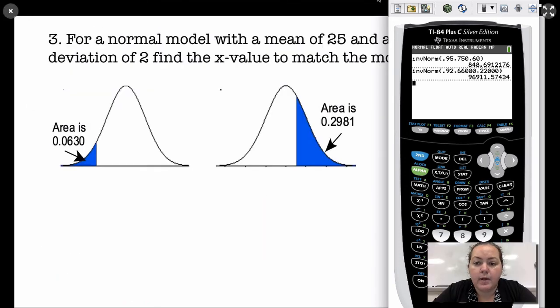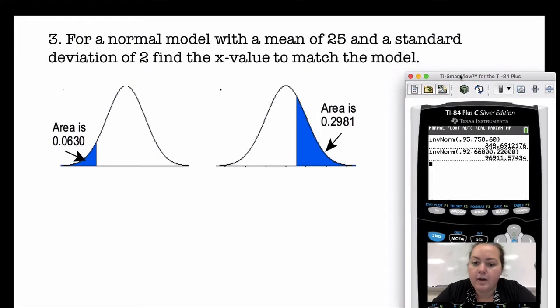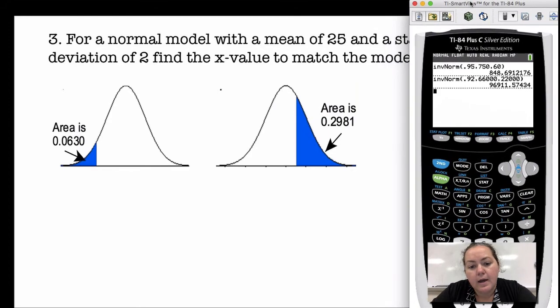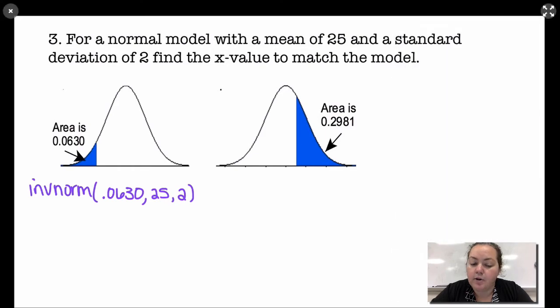All right, problem 3. For problem 3, we have a normal model with a mean of 25 and a standard deviation of 2. Find the x value to match the model. So I have area shaded on the left, and area shaded on the right for these, and I want to find the x value. So in this one, I would do inverse norm, 0.0630 as my area, mean of 25, standard deviation of 2. And we get 21.94, and that was the left area.